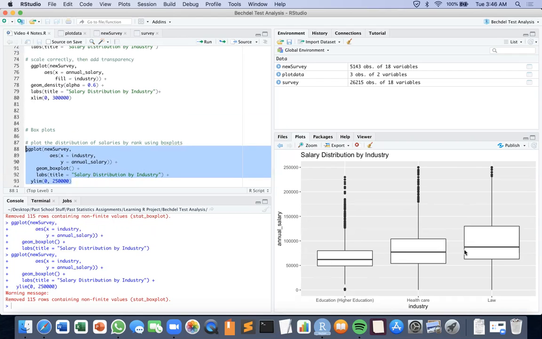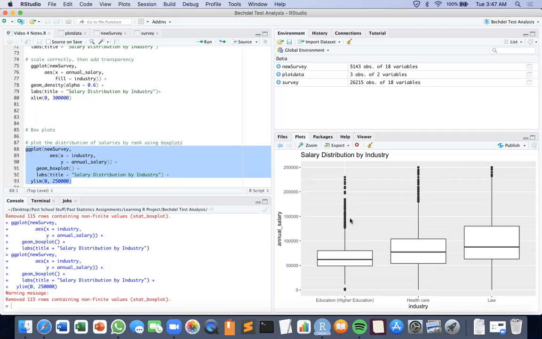You can really see where the medians are at. You can see the medians, just like the means, seem to be growing larger from education to healthcare to law. And just like I mentioned with the density plots, law seems to have a higher variability. I guess variability is more of a term with means, but yeah, you know what I'm talking about. It has a bigger range, a bigger interquartile range. It has a bigger spread around the median.